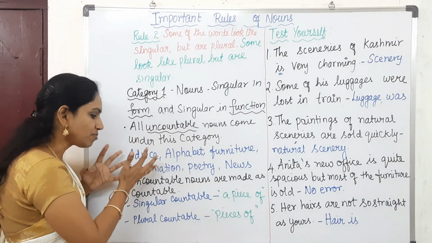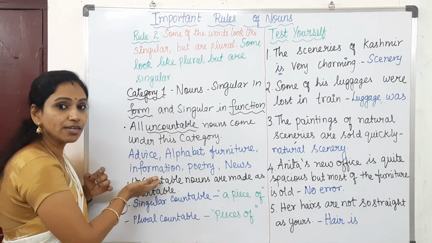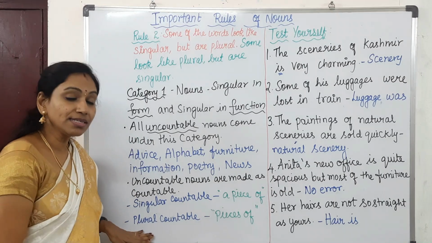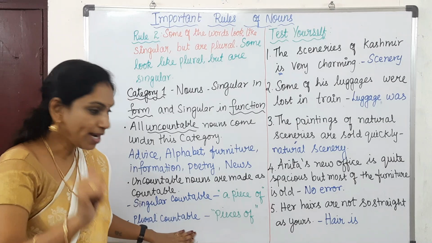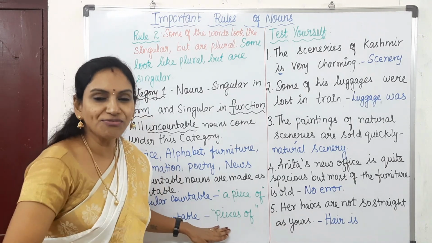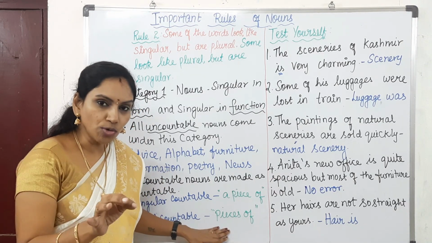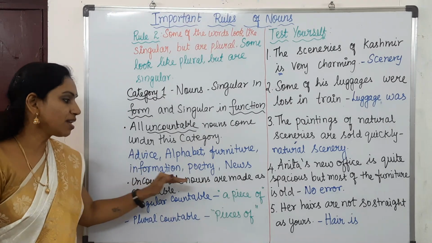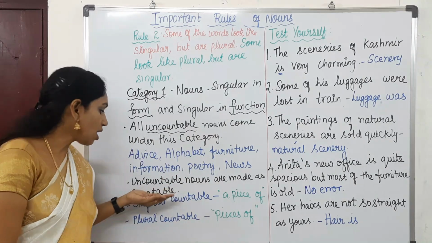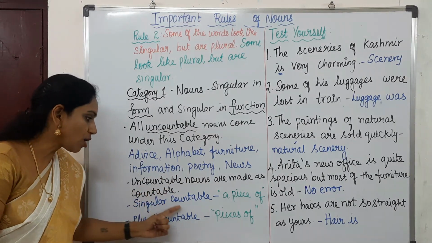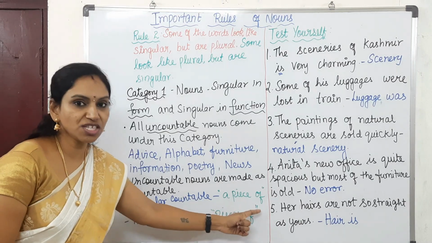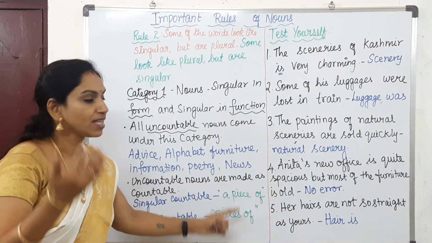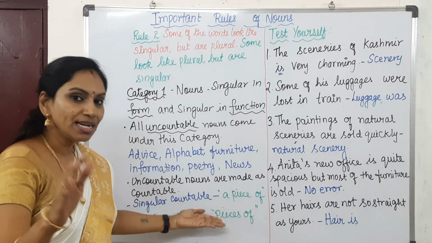The same thing, information, an uncountable noun, can be converted into a plural countable noun. When we write pieces of information, then that uncountable noun is called a countable noun. So, uncountable nouns are made into countable nouns: for singular countable nouns we add a piece of, for plural countable, pieces of. So, for this rule, let's see.